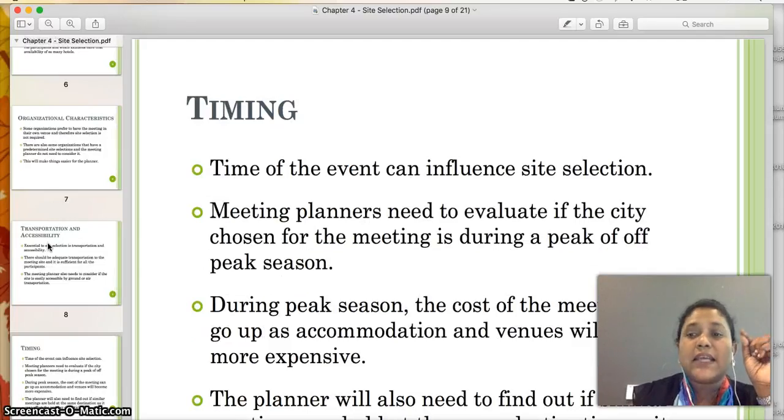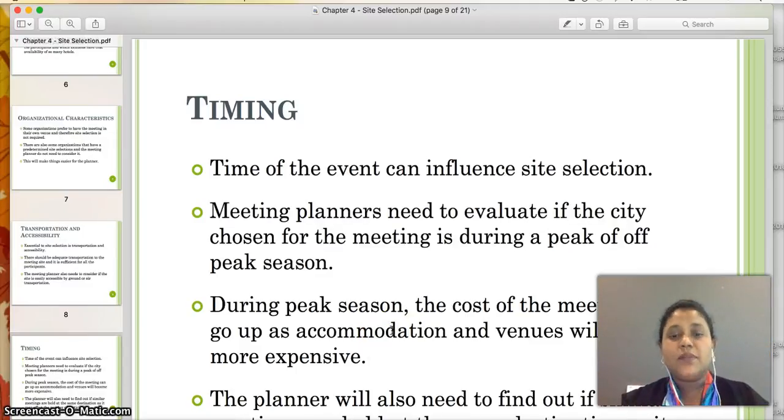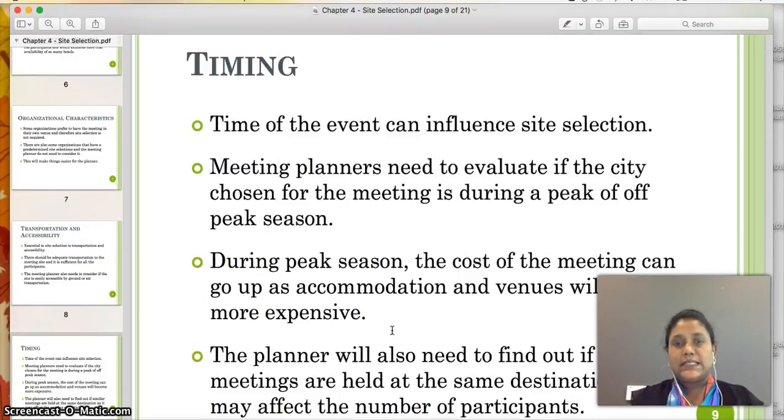And moving further, the timing. You will have to know whether it's going to be a 1-day event or a 2-day event, and during a peak season, the cost of the meeting will be different, the accommodation, the venue, everything has to be decided. When you look at the timing, this will also influence your site selection. How?